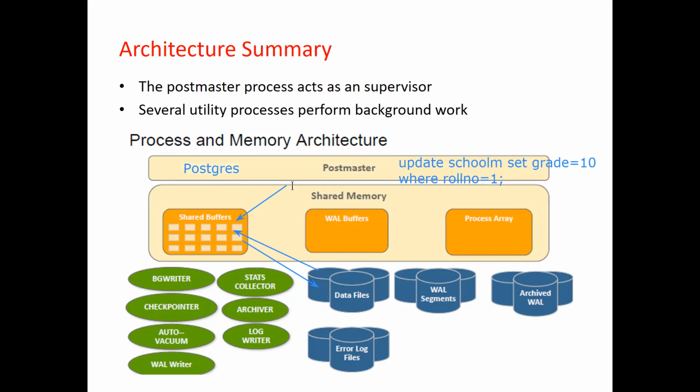The Postgres process will again go to the shared memory and search for school. Assume the school is already there in the shared buffer. He will put an update on this query, set grade is equal to 10 where roll number is 1.